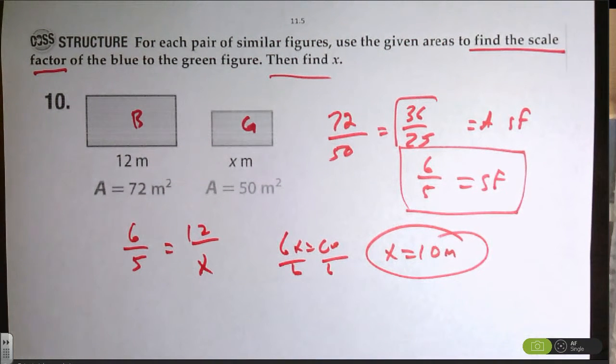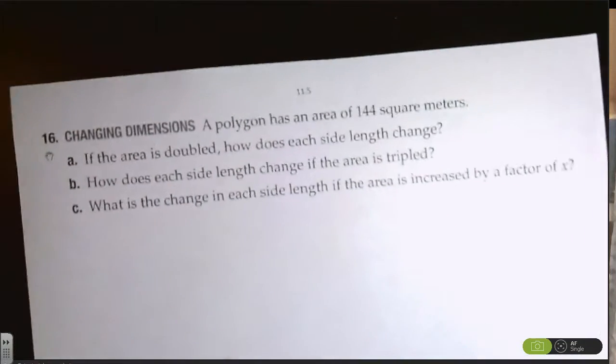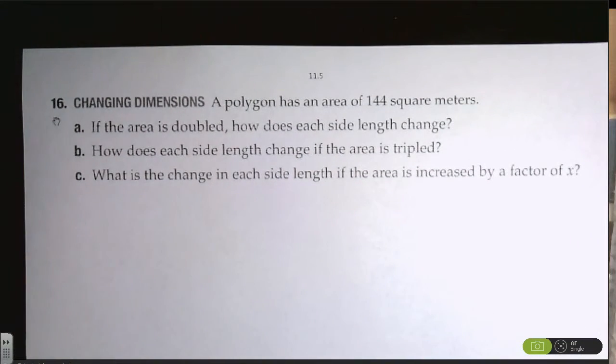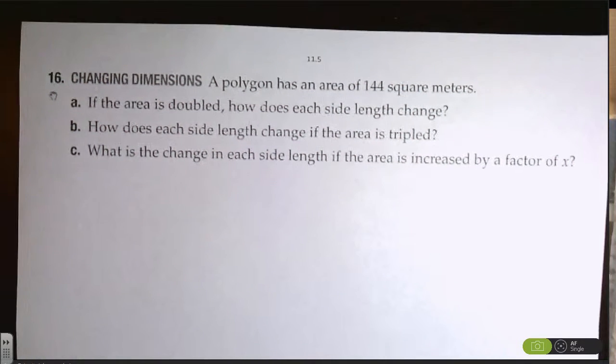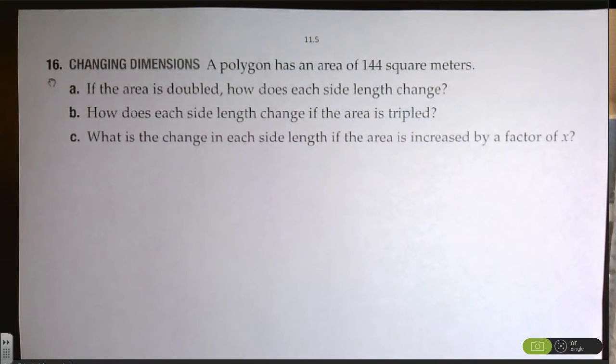Okay, now, last problem we're going to look at, number 16. A polygon has an area of 144 square meters. If the area is doubled, how does each side length change? Here's what we're going to do. Let's pretend this is a square. Let's make it easy that way.